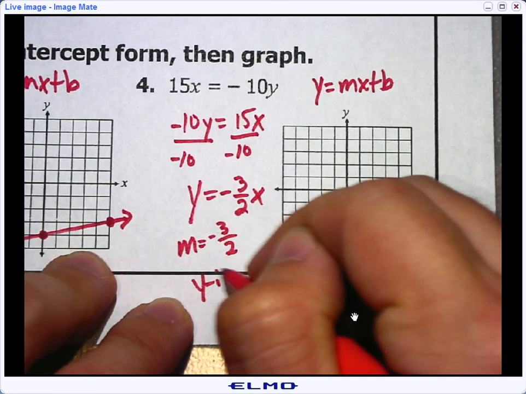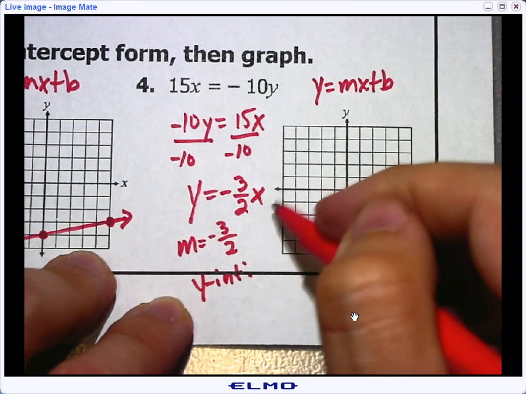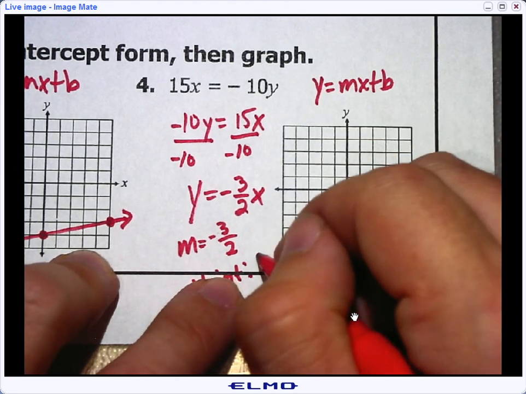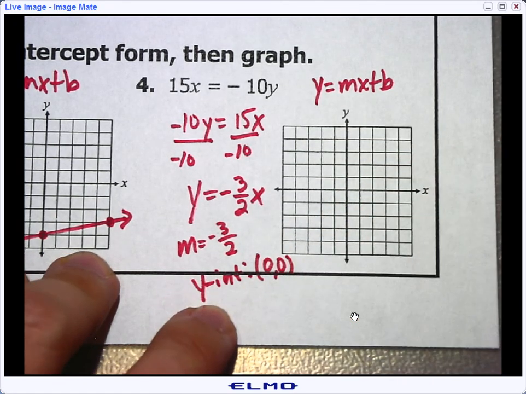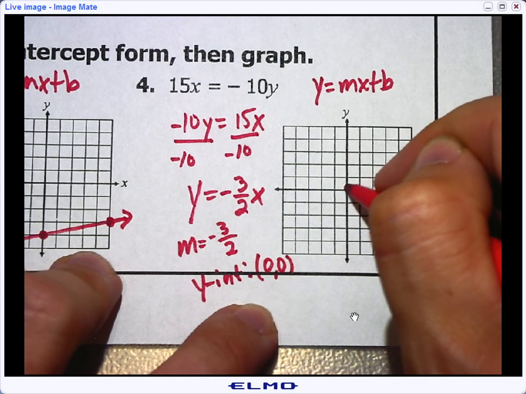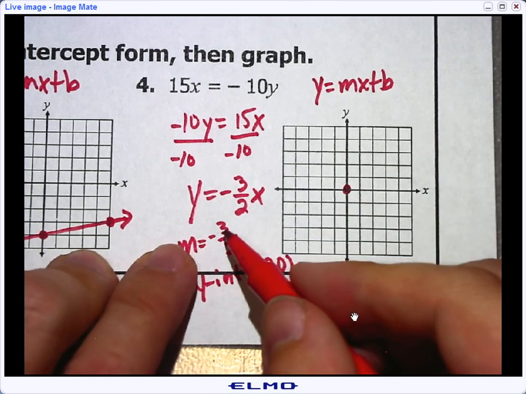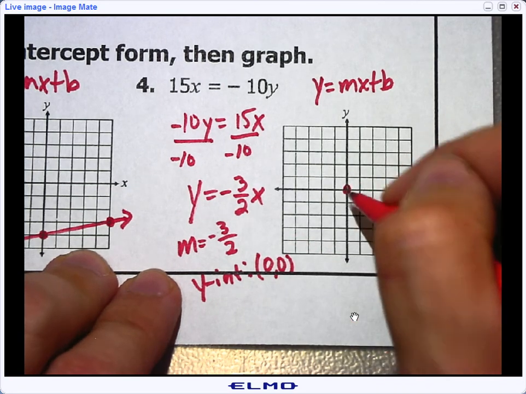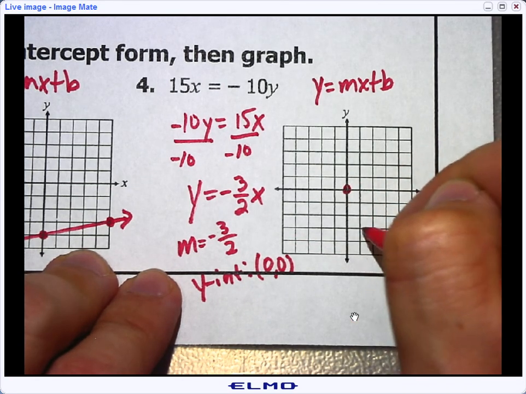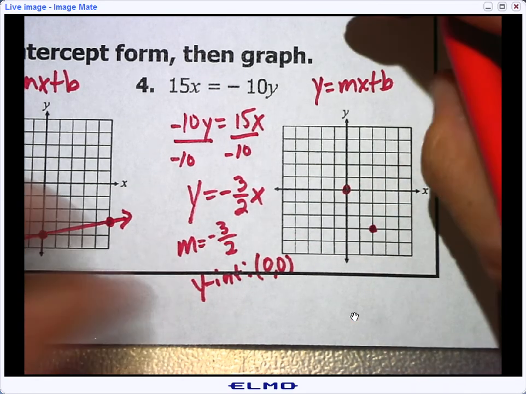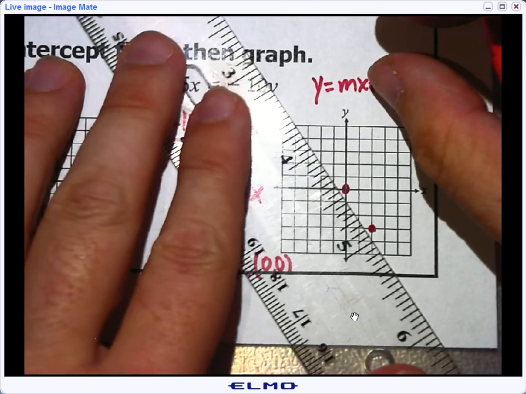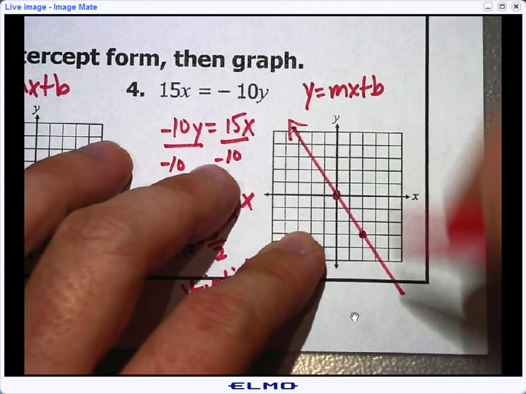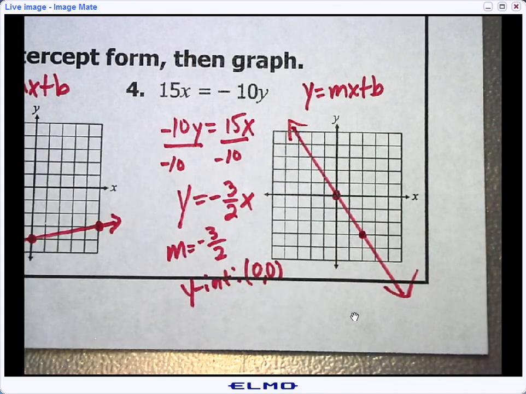Your y-intercept, notice it doesn't say plus or minus anything, so that means my y-intercept is at 0. So it would have the coordinates 0, 0. So we're starting at the origin. And from there, using the slope, it says to go down 3, to the right 2. So down 1, 2, 3, over 1, 2. There's your next point. Connect the two dots to get your line. And there's your graph.